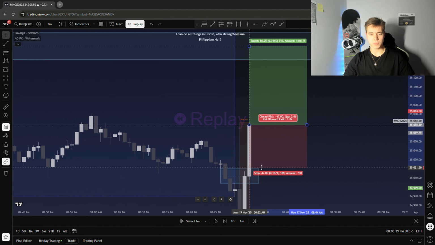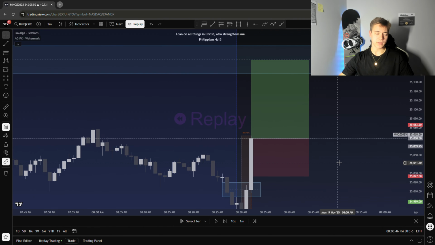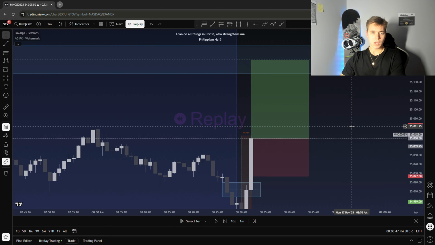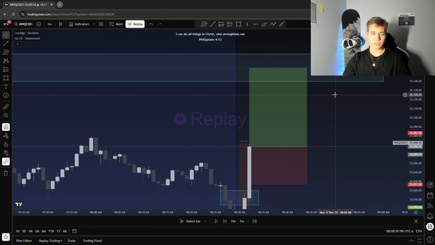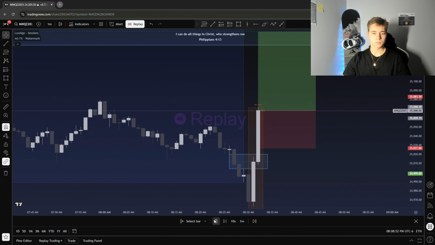I can't exactly remember where I had my stop loss. I had it a little bit like something like this, maybe. I don't really know exactly. I'll look back later after I'm done with this. But I targeted exactly like this, and let's see what happens.